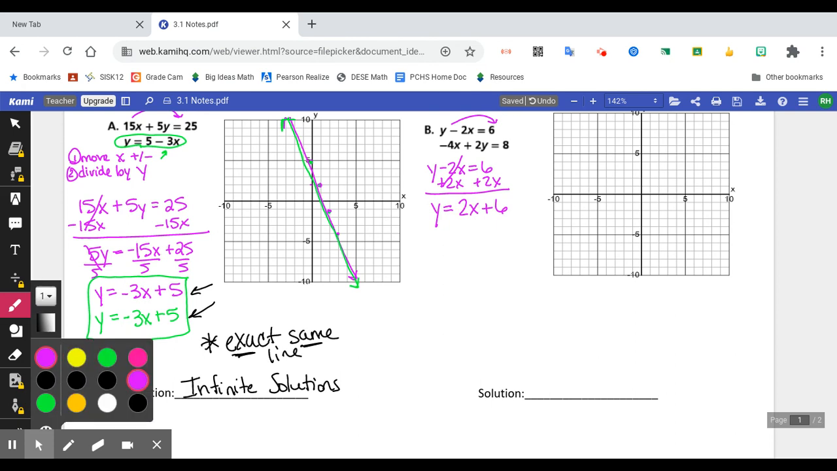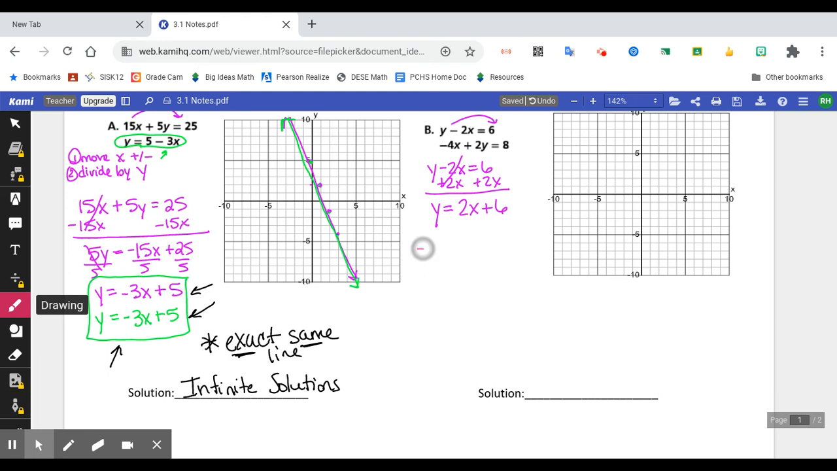We have negative 4x plus 2y equals 8. I have to add 4x over.